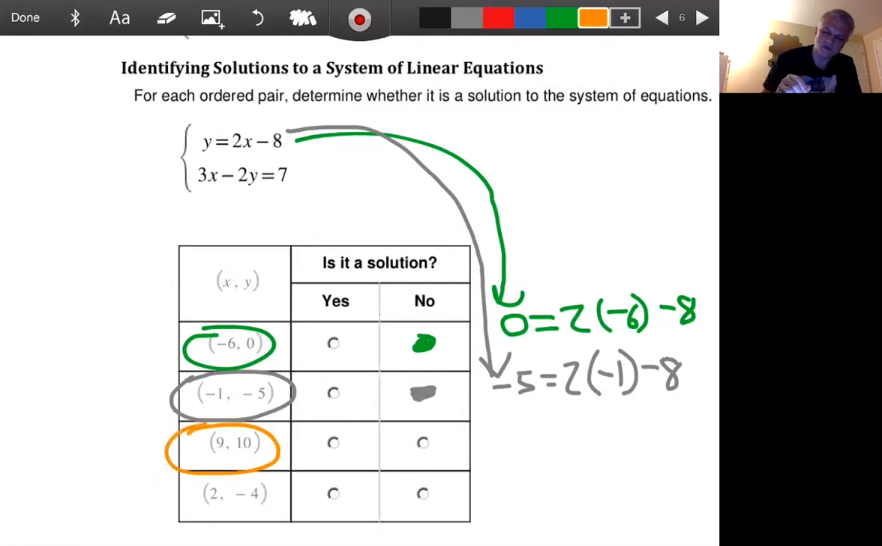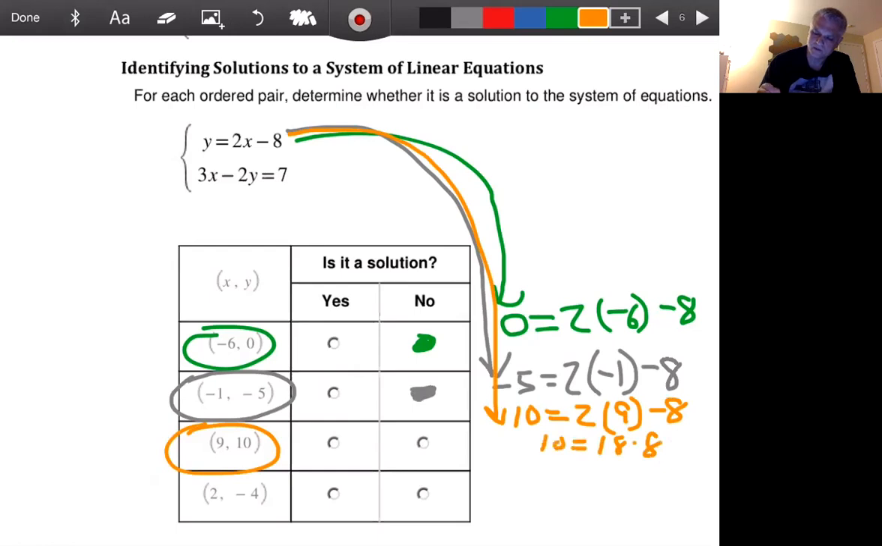Again, let's try the first equation, see if it works. So 9, 10. We're going to substitute 10 for the y and 9 for the x. Okay, 10 equals 18 minus 8. It does equal 18 minus 8. So that means that this point works for line 1. Wonderful. Now that just means we can check for line 2. If it works for line 2, it's a solution.